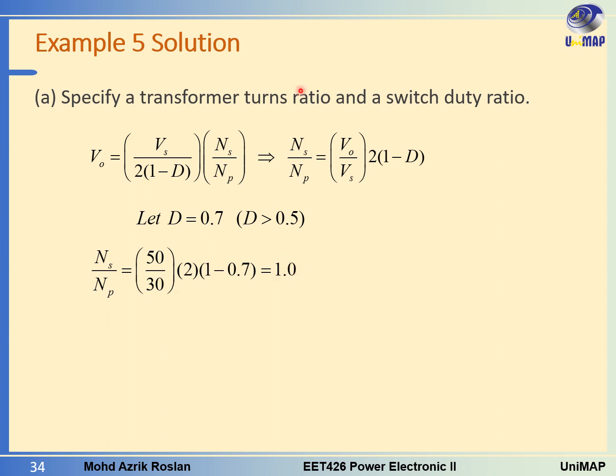But if we assume some value and the turn ratio turns out to be a weird value, let's say 1.2 or 0.6, then you have to round it to the nearest value, and then recalculate back the value of D. So we assume one value, and if the turn ratio turns out to be a normal value, I mean an integer value like 1, 2, 3, it is okay. But if it turns out to be, let's say, 0.75 or 0.122, some weird value, you have to round it to the nearest integer value and then recalculate back. Using this equation, you calculate back the value of the duty cycle.